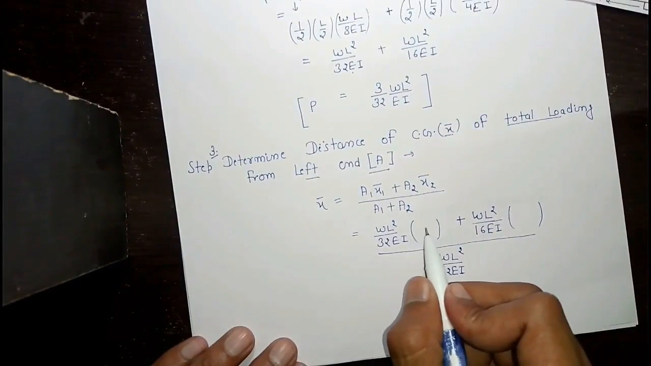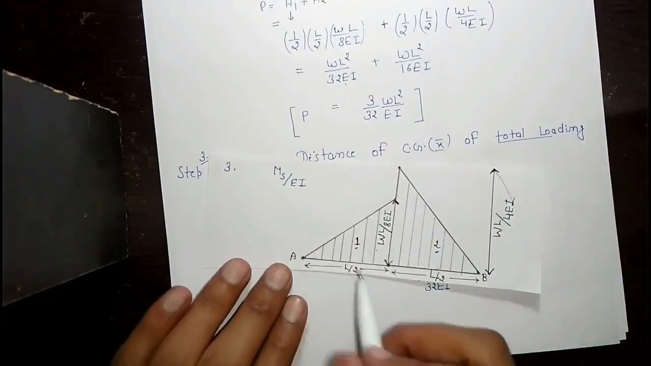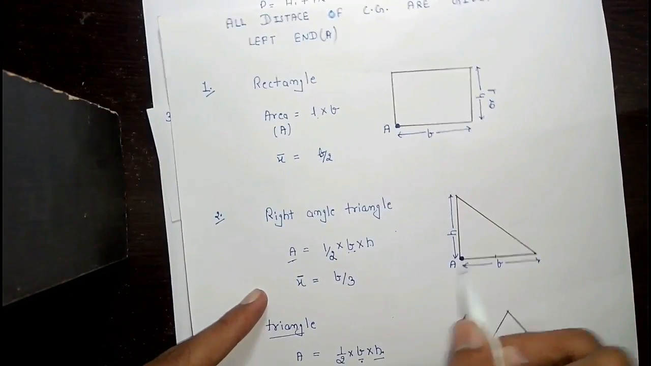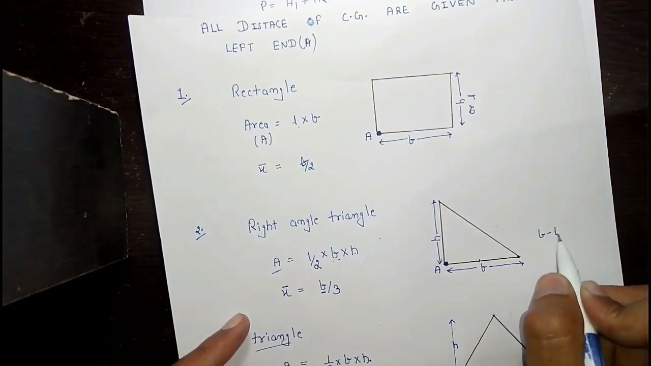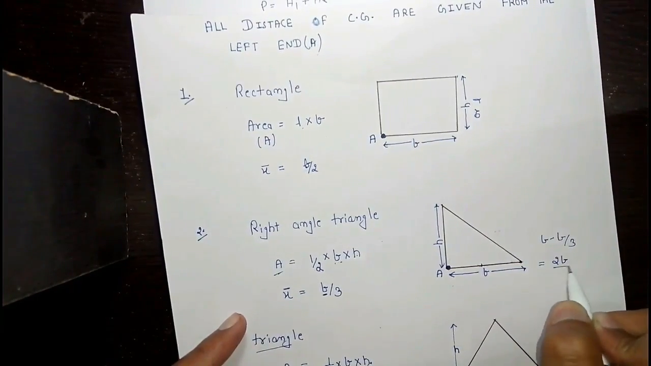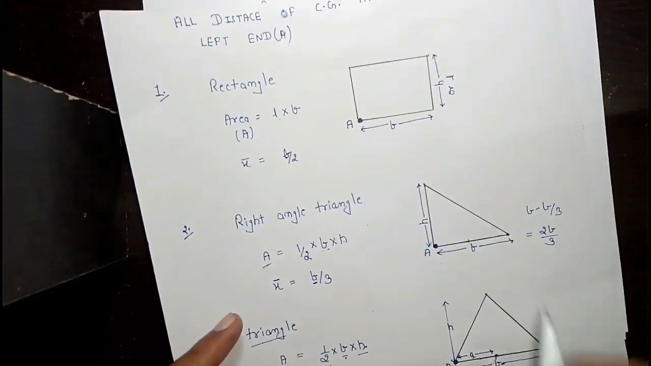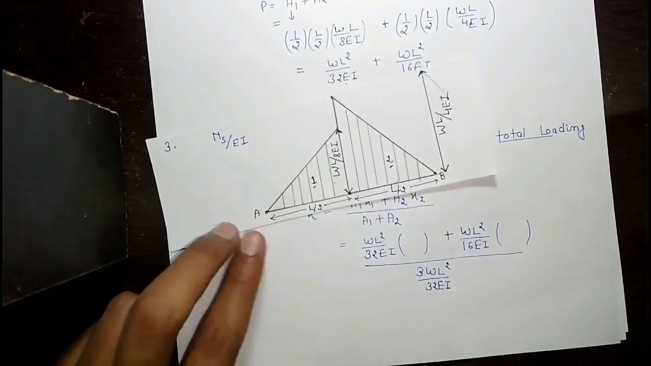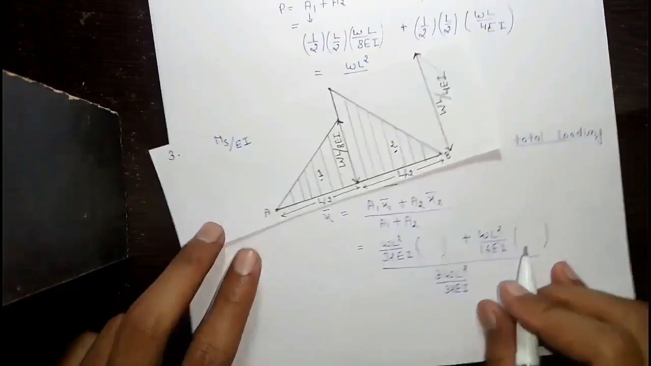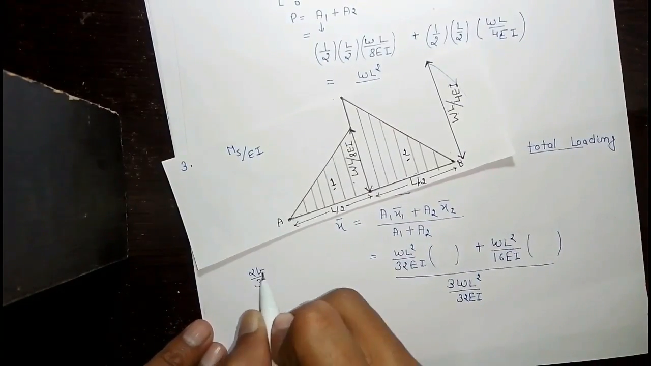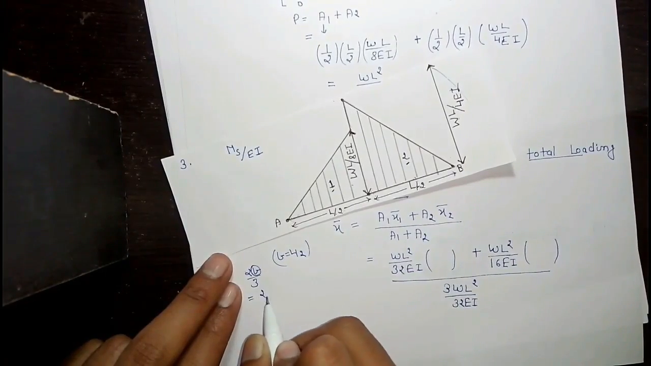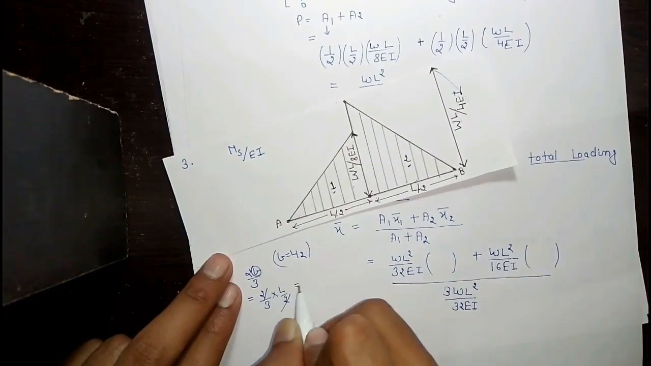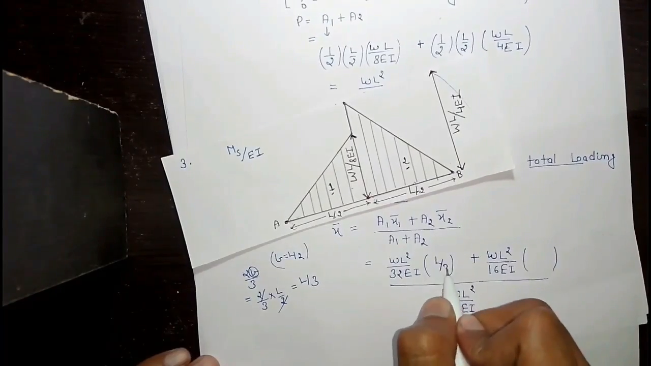Now x1 bar and x2 bar. x1 bar is the distance of CG from the A end for the first triangle. As it is from the perpendicular end it is b by 3, and from the other end it will be b minus b by 3, which is 2b by 3. Now from A it is 2b by 3, where b is the breadth, and for this right angle triangle b is equal to L by 2. So x1 bar will be L by 3.